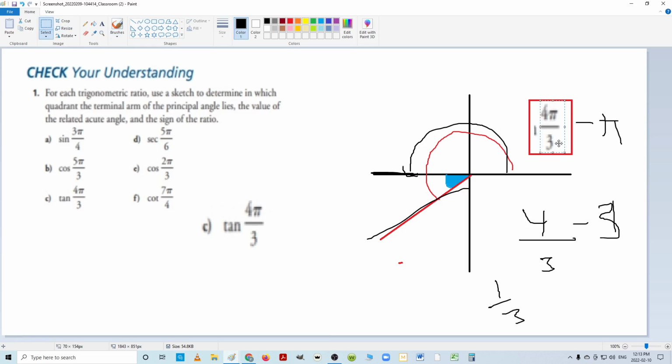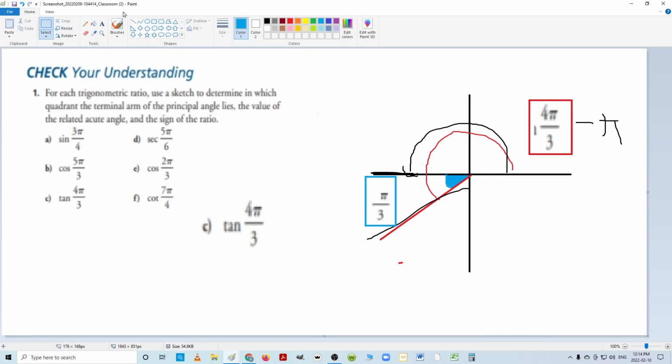So I'm going to just steal this. I'm going to get rid of the red, and I'm going to get rid of the 4. And that means my little acute angle is pi over 3. So I'll put a little blue square around it. That's my acute angle.